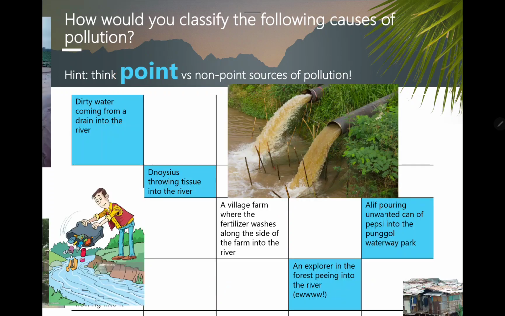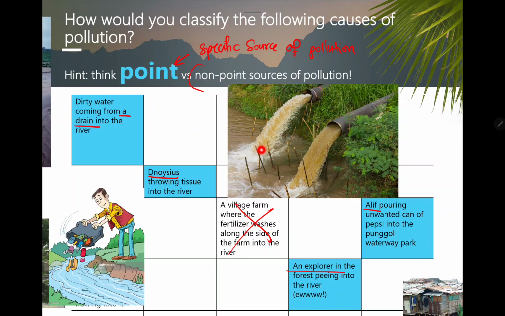Okay, because the actual answer is, this is an example of a point pollution. Okay, point source of pollution. This one no, only the one that's highlighted in blue. Right, dirty water coming from a drain, deniers 1%, or Alif 1%, or the Explorer 1%. So you can see there is a specific source of pollution. You can pinpoint exactly which point in the river is the pollution starting from. So that's considered a point source of pollution.